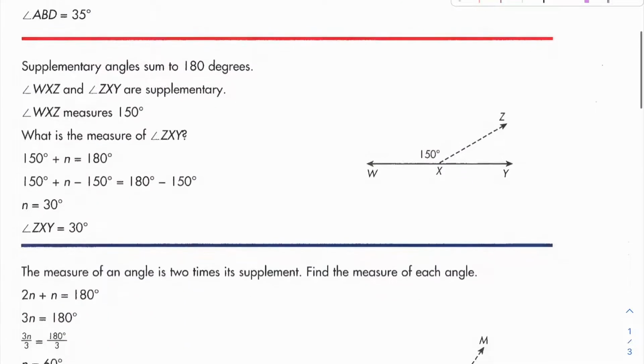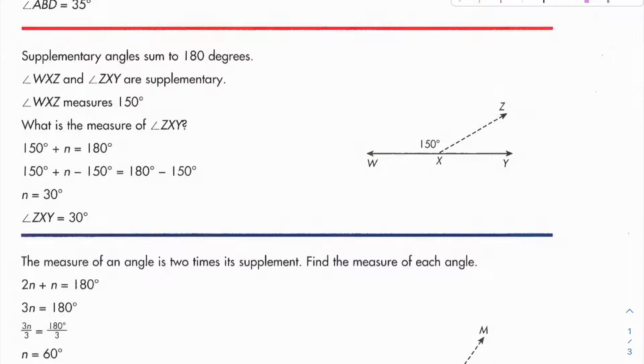On the next section, it says that supplementary angles sum to 180 degrees. Angle WXZ and angle ZXY are supplementary, so those two angles should add to 180 degrees. It then tells us that angle WXZ measures 150 degrees. Then it asks, what is the measure of angle ZXY?